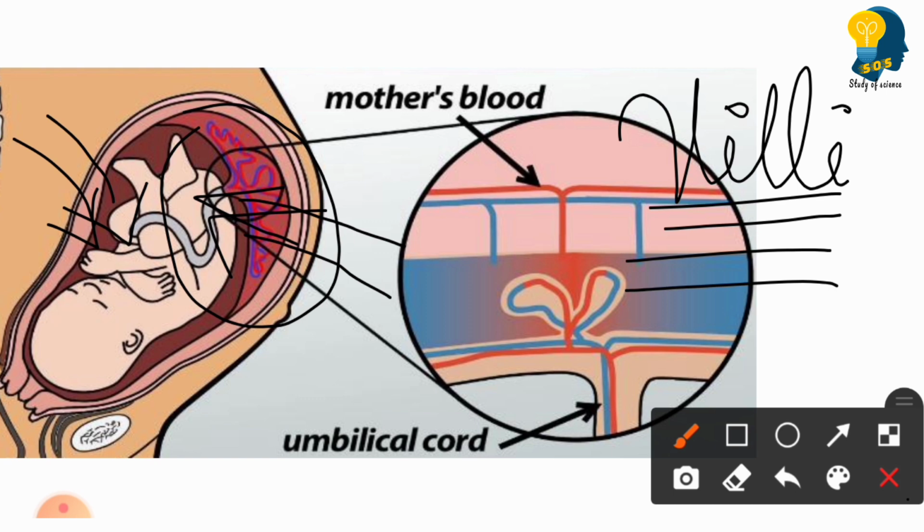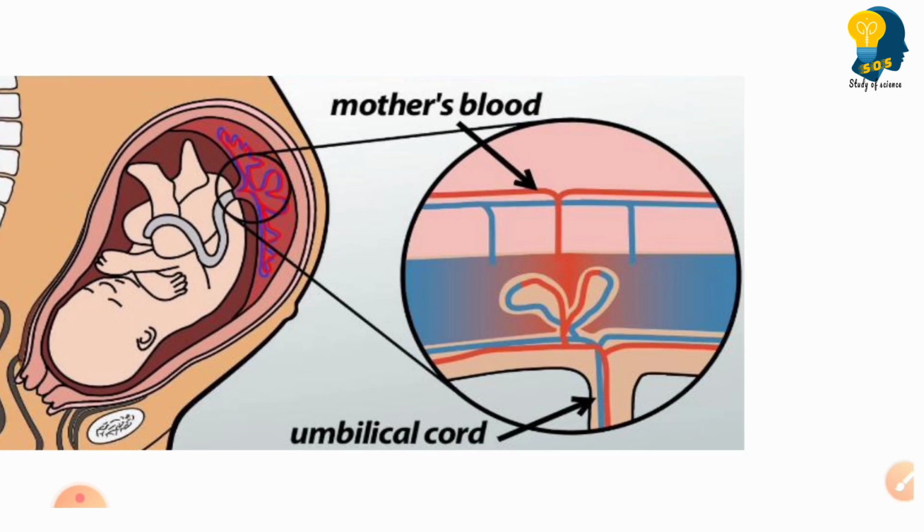Then what is the role of villi? Why are the villi present in this region? Villi provide a large surface area for the glucose and oxygen which pass from the mother to the embryo. Glucose means the nutrition, the food which enters the embryo, and the oxygen is needed for its breathing. Both of these enter through the placenta. So villi provide the large surface area for the transportation of glucose and oxygen.